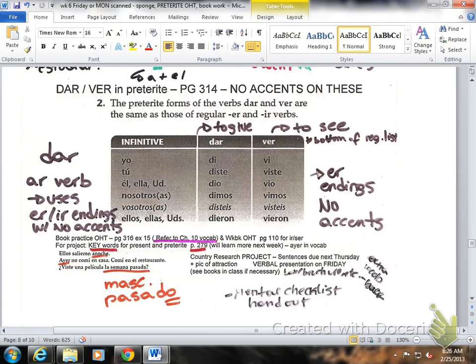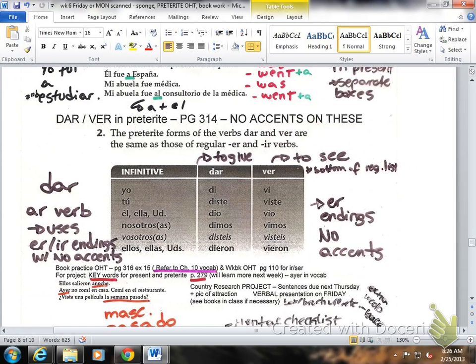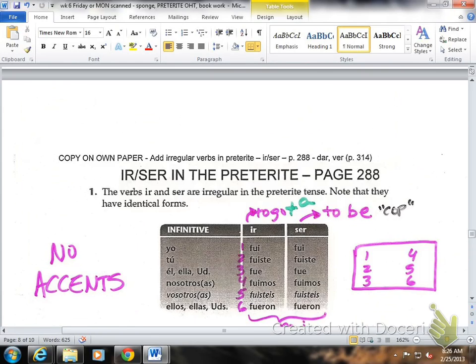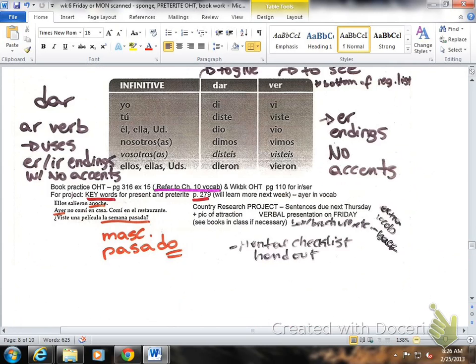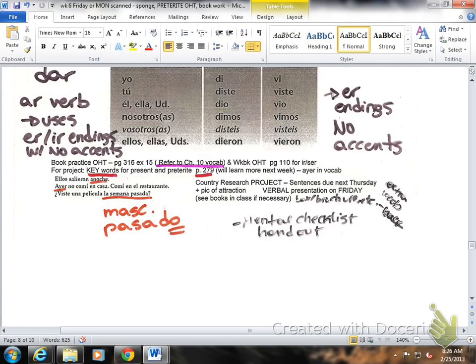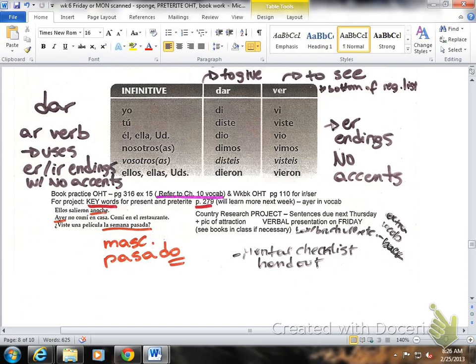For your project, I do want you to use some regular and irregular verbs. And then throw in a couple of keywords in there. We've gone over a couple of the keywords. We're going to go over some more tomorrow. But if you look at the very bottom here, for ellos salieron anoche, obviously these would be sentences. Sentences in the preterite past tense would be using keywords that would signal preterite past tense.